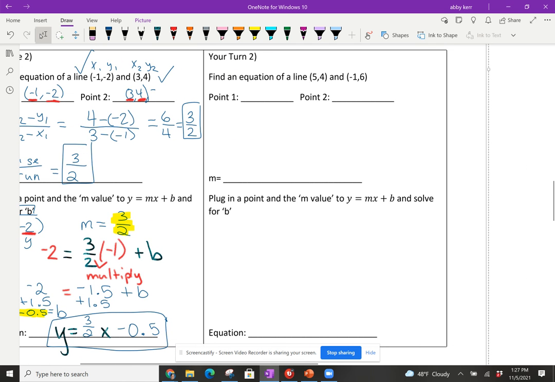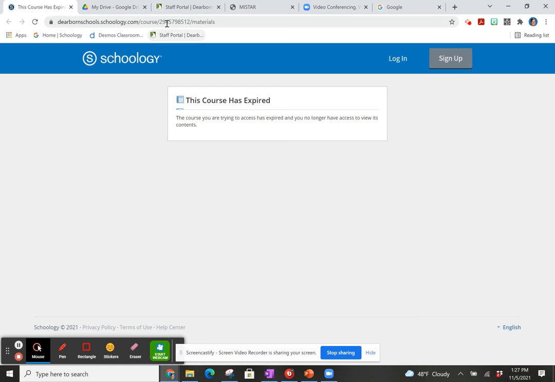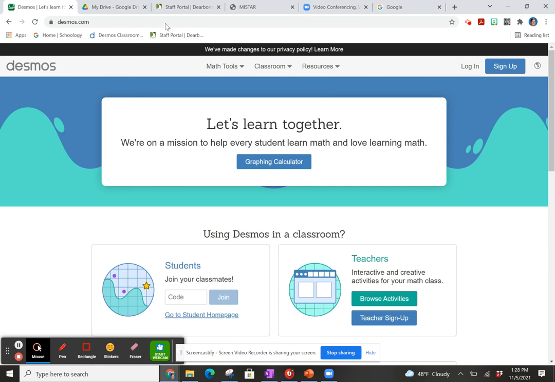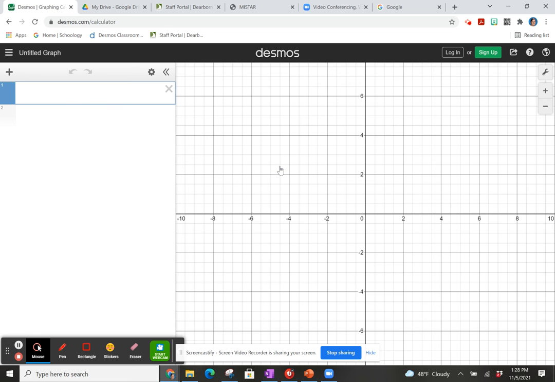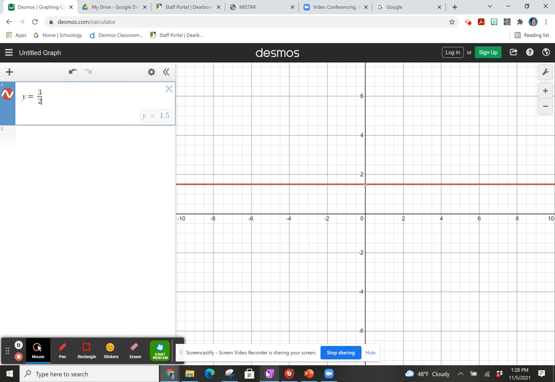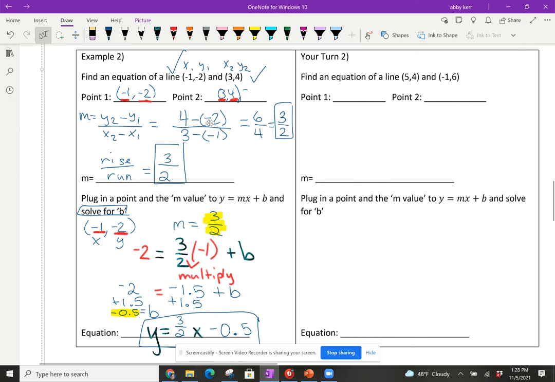Now your turn, and we can actually check this. If you guys go to Desmos.com, I'll go to the graphing calculator and type in the equation that you found. 3 over 2x minus 0.5. Now, the ordered pair negative 1, negative 2.